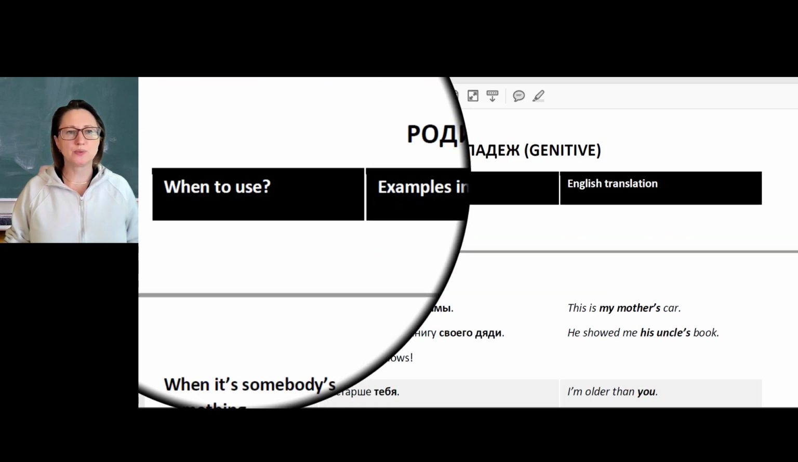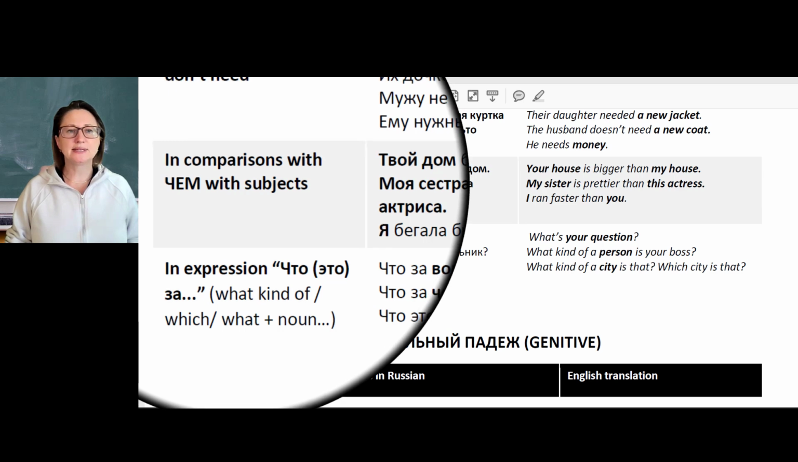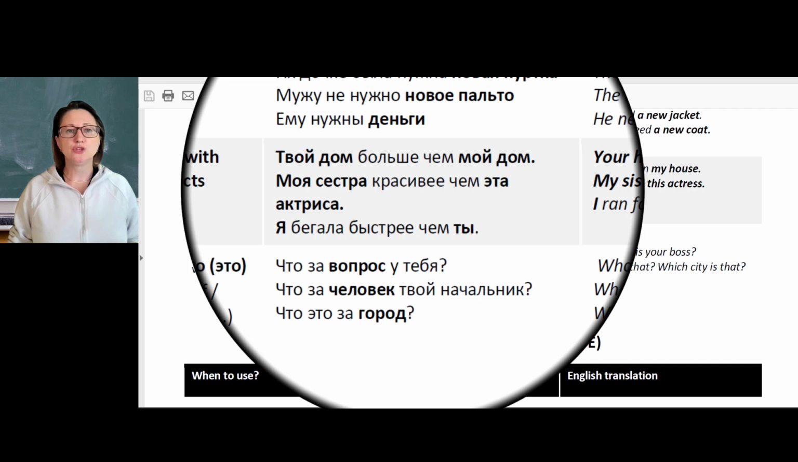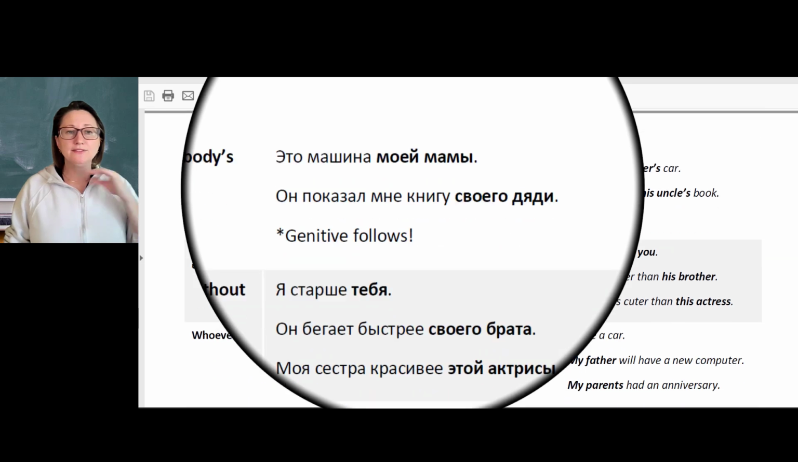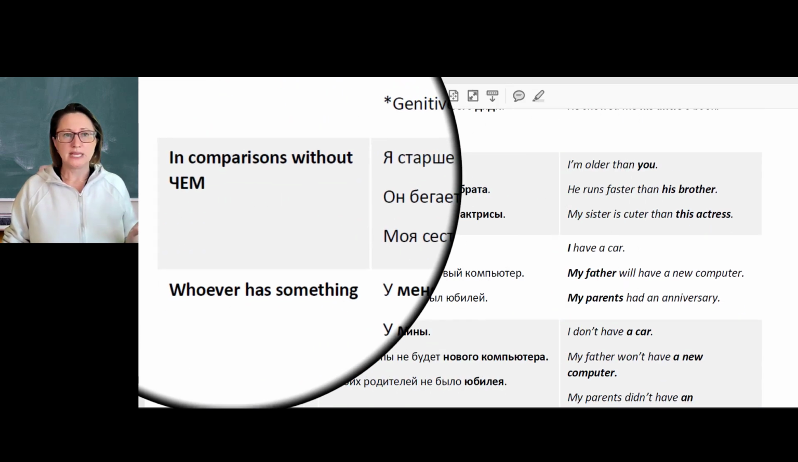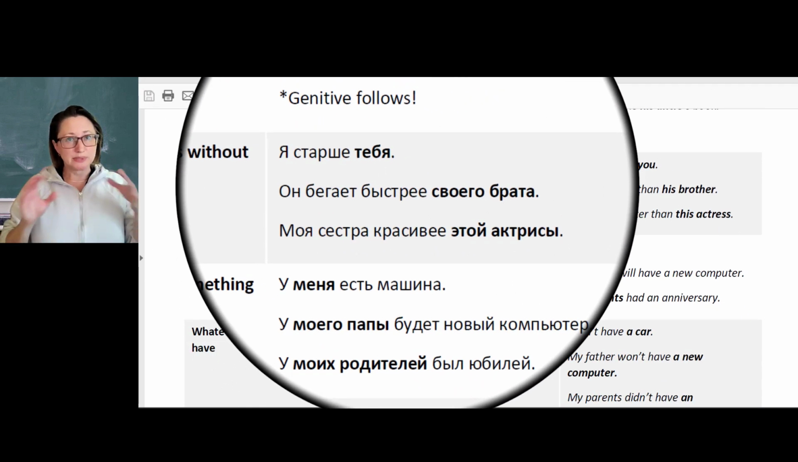Then the next context is comparisons without чем. Remember when we worked with nominative, we had comparisons with чем, and we used nominative. For instance, твой дом больше, чем мой дом. Моя сестра красивее, чем эта актриса. So there we had nominative. While if we remove that чем, it will be a completely synonymous sentence in terms of content, but in terms of grammar, that second noun, the comparison, is going to be in genitive.